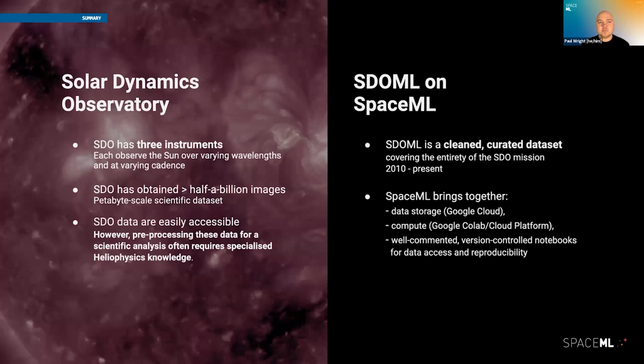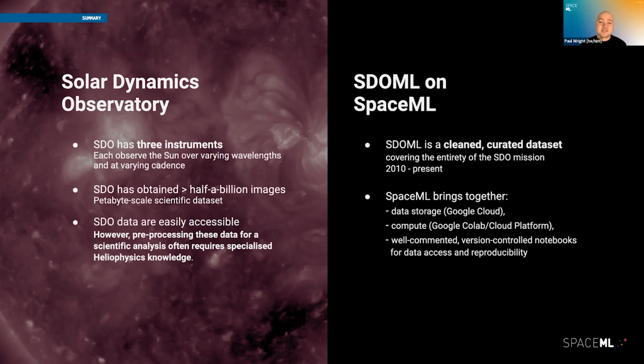Before we dive in, I want to take some time to quickly summarize the main points of this talk. So SDO has 3 instruments. Each instrument observes the sun at varying wavelengths and varying cadences. Since 2010, SDO has obtained over 500 million images. This has resulted in a petabyte-scale dataset ideal for computer vision and machine learning applications.